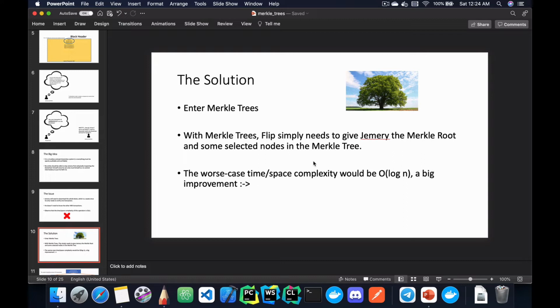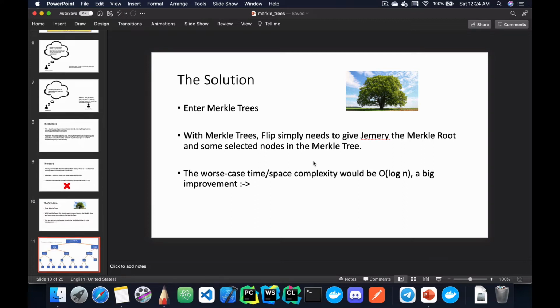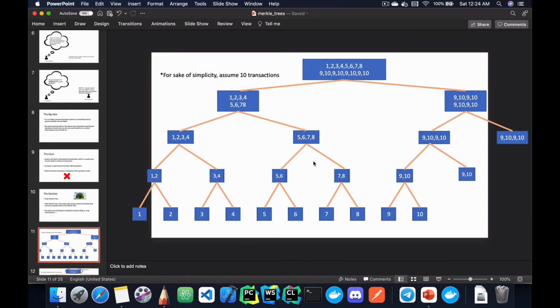Now, with Merkle Trees, Flip simply needs to give Jeremy the Merkle root and some selected nodes in the Merkle tree. Again, I'll explain what these selected nodes are later on. Now, let's take a look at a visual representation of what a Merkle tree is.